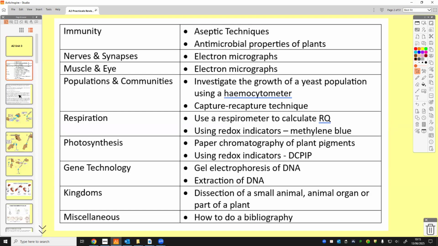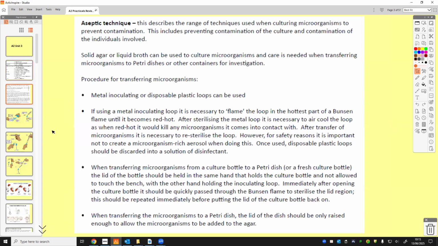So I'm not going to go through all the methods. You can pause and have a look at them for yourself in terms of the text of the methods, but I'll go through pictures for each of the methods and talk through it to see how you get on. So the first one is aseptic techniques. So that's really looking at how we keep things sterile when using bacteria.